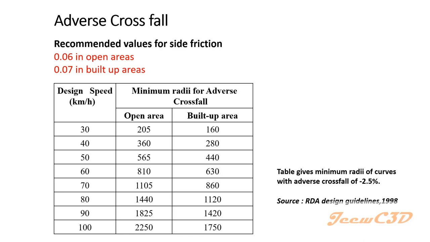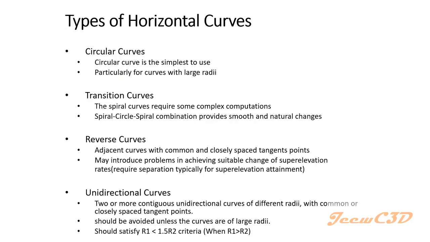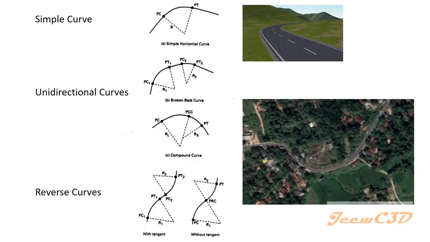Then we will learn about the types of horizontal curves. We have several types of curves: circular curves, transition curves, reverse curves, and unidirectional curves. Circular curves are simple curves. Transition curves, I told you earlier, they are the radius changing from infinity to some definite value. Like in the first slide, I told you about changing the radius from infinity to 1000, like that. Reverse curves and unidirectional curves are types of curves where you have two curves in the same direction or two curves in different directions. So we will be learning them here.